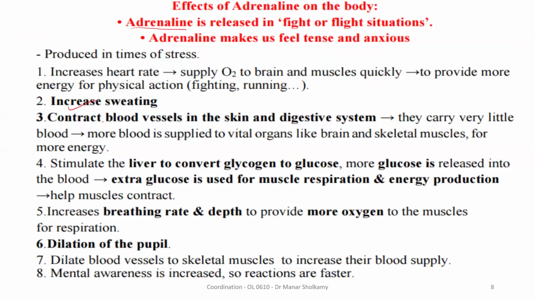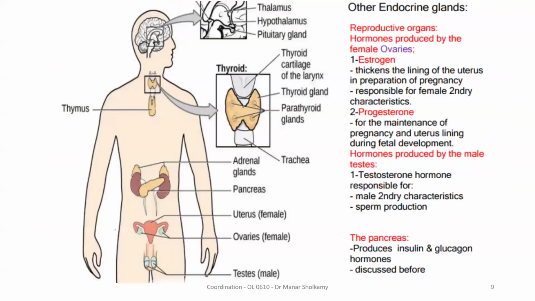Now we're done with adrenaline. We said all this: increased sweating, contraction of blood vessels, increased blood supply to the brain because we want to focus, and it reduces blood supply to the digestive system. For example, we can digest the food later after the fight. And we will provide more glucose to the blood. It has the same action as glucagon, more breathing rate, more heart rate, dilation of pupil. Any questions? And we talked about all these hormones. I think I'm done.